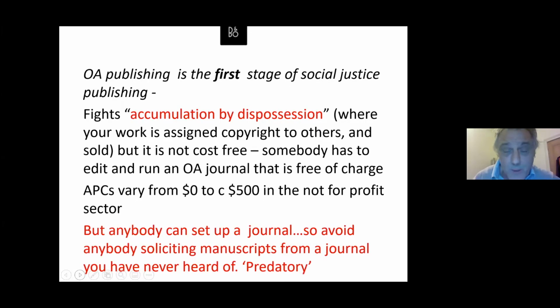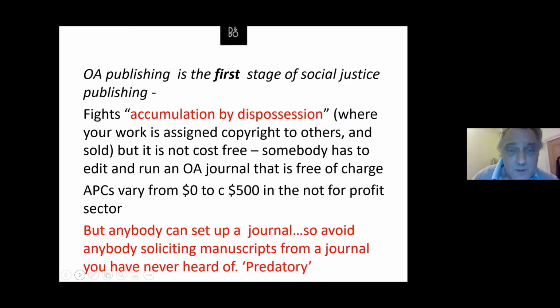So simply publishing open access is great, but it's the first stage in what I call social justice publishing. Because you retain your copyright, which is fantastic, which means you can remix your own material. You can, if somebody asks you for your work to be republished in a book, for example, you can give permission or you can refuse. You don't have to deal with the publisher at all.